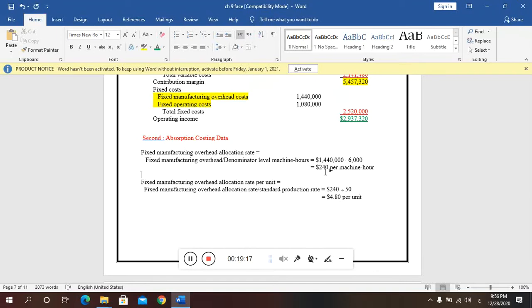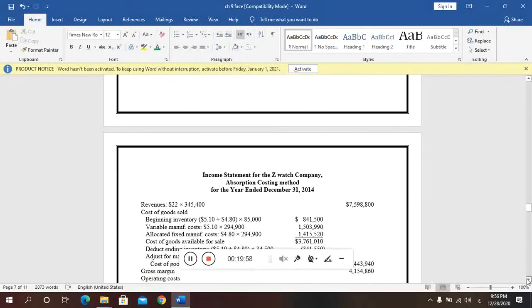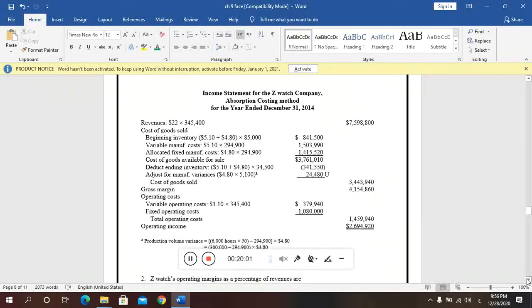$4.80 per unit. And this is considered the fixed cost per unit to the production unit. Again, we did this for the production units. Let's complete it. Income statement under absorption method. We will compute it also with the income statement with our usual figure.